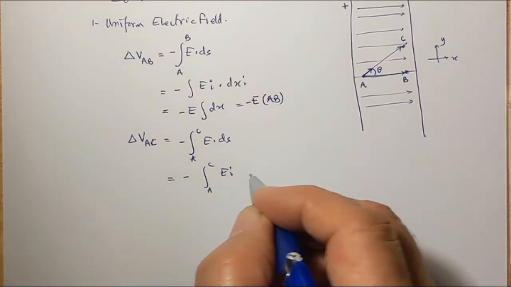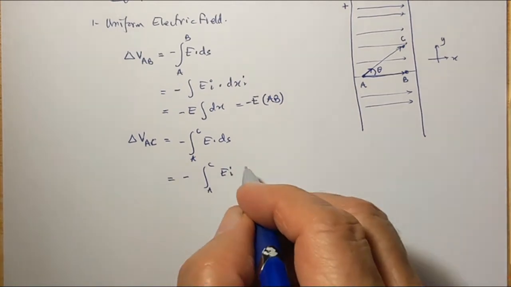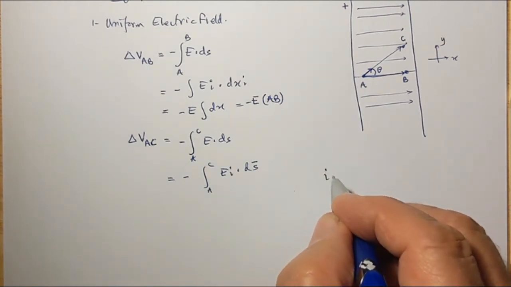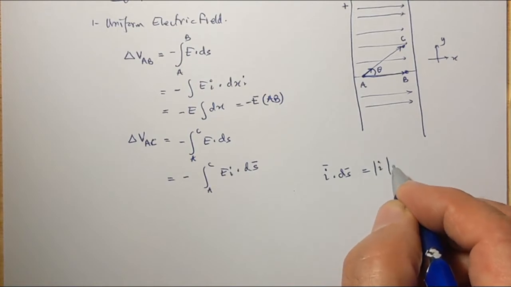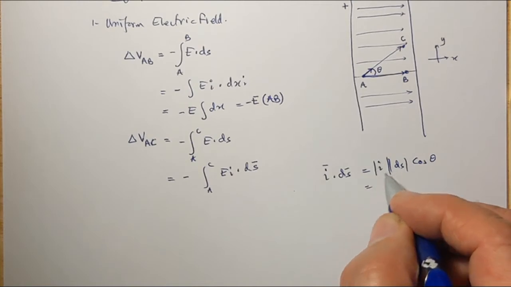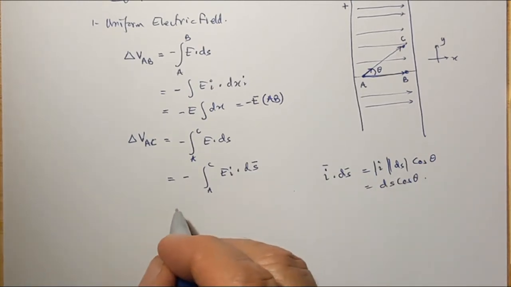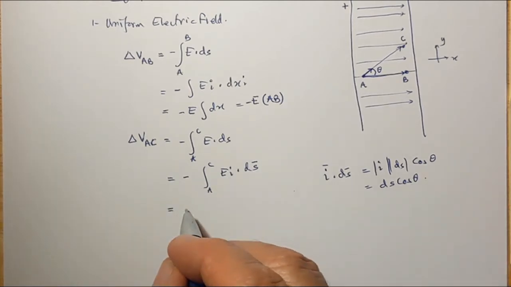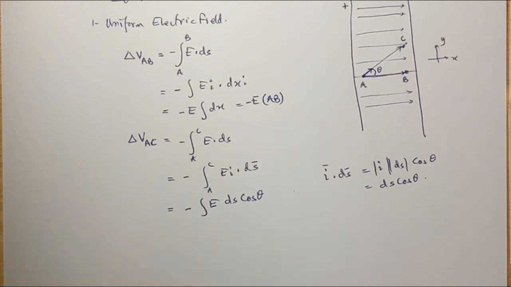So ds is going to be, well, let's say it's going to be i dot ds for now, and then we can say that i dot ds is going to be the magnitude of i, the magnitude of ds, and cos theta, and the magnitude of i is 1, so it's simply ds cos theta. So this becomes minus integral of E ds cos theta from A to C.